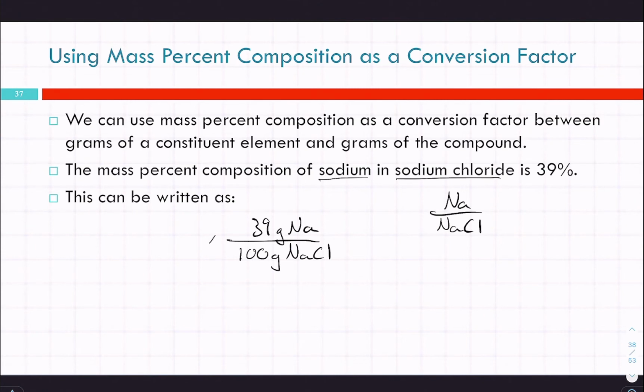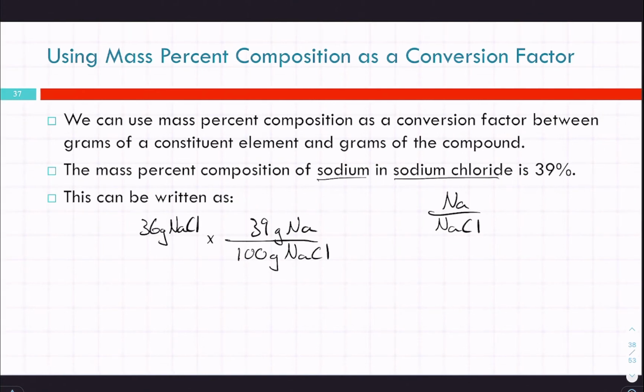And then when you look at this and say, okay, well, I've got, say, 36 grams of sodium chloride, how much sodium is in there? Well, if you're given 39%, you can change it into this type of conversion factor. And now we've got grams of sodium chloride and grams of sodium chloride, which will cancel out and give us grams of sodium. So 36 times 39 divided by 100 is 14.04 grams of sodium.